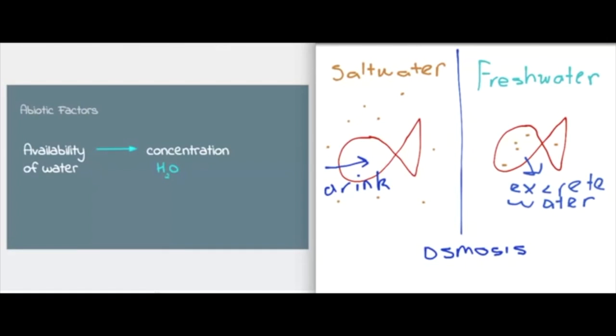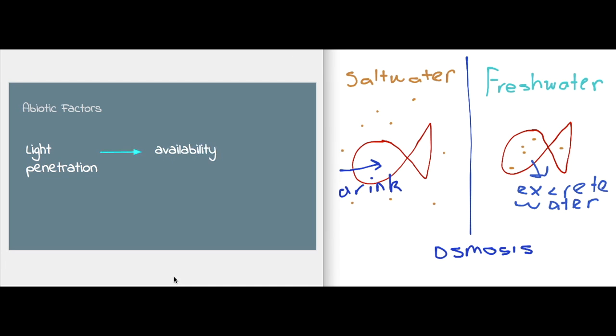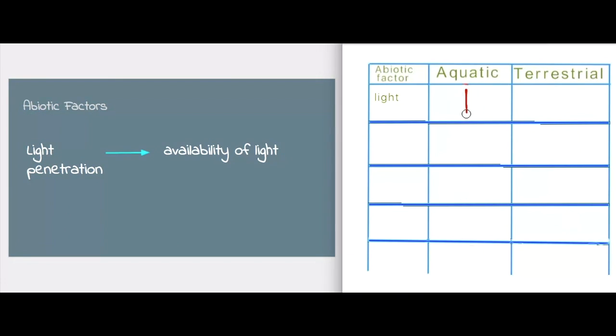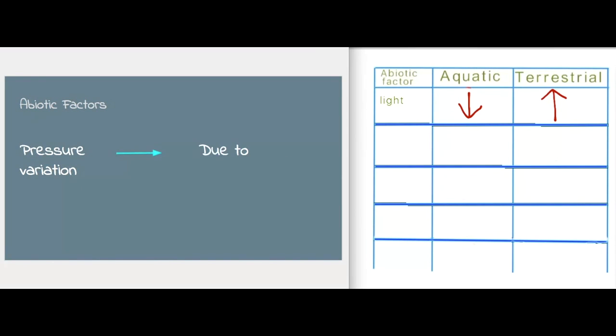The next abiotic factor is light penetration, which is the availability of light in the environment. So in aquatic environments, there is less light available than in terrestrial environments. And with increased depth of water, light availability also decreases. On land, light is freely available, except in highly dense areas such as forests and rainforests, or areas such as caves. Pressure also varies between aquatic and terrestrial environments.